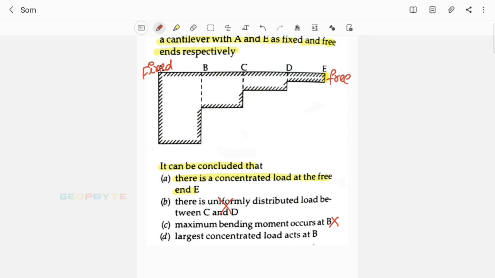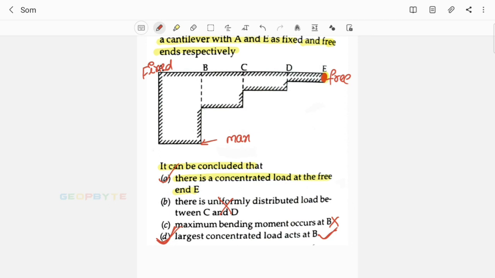And largest concentrated load at point B. Look at the shear force value. This is the maximum shear force value at B. Therefore, largest concentrated load acts at B is looking correct. What about A? There is a concentrated load at the free end E. That is also true. Both A and D are absolutely correct, because at the free end also there is a shear force. That shear force is due to concentrated load. I hope you clearly understood. Options A and D both are looking correct.